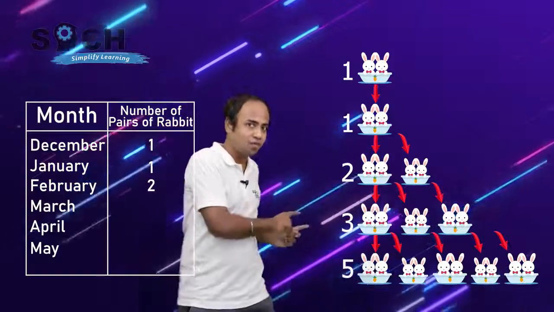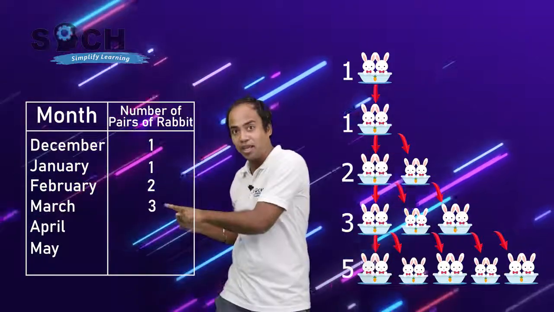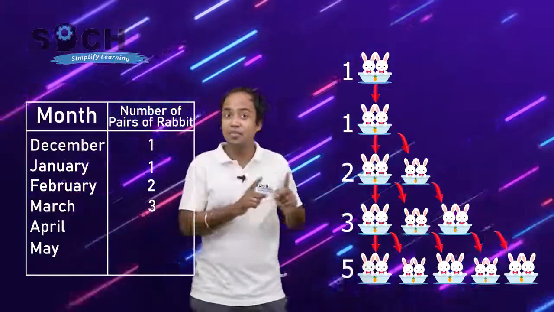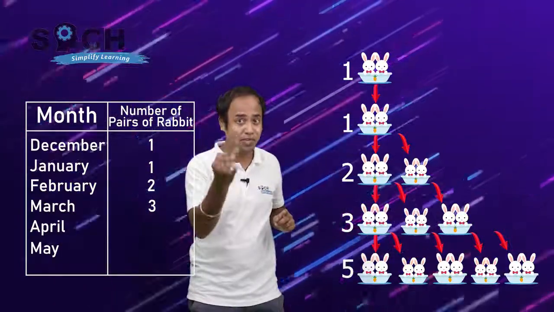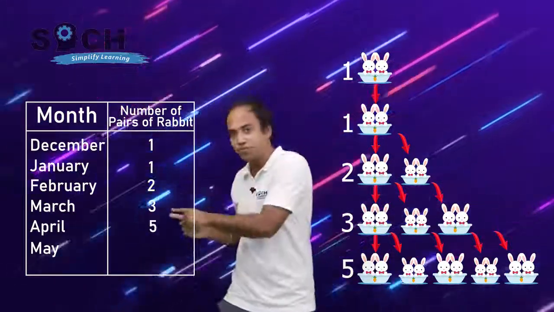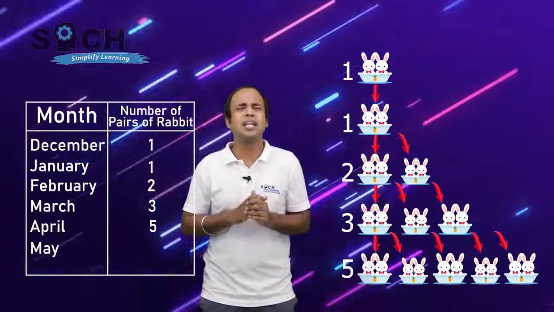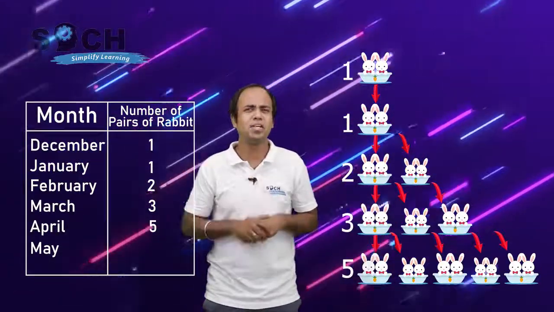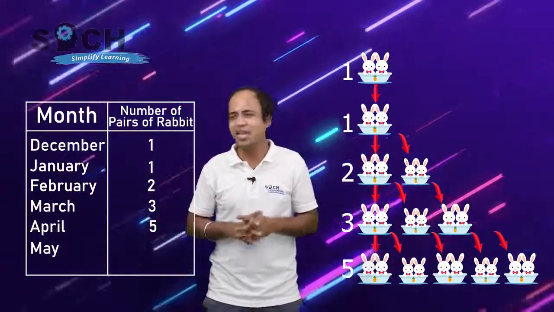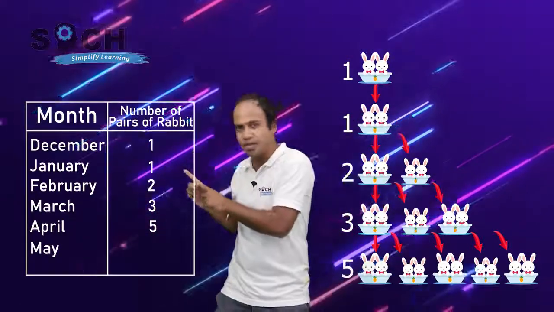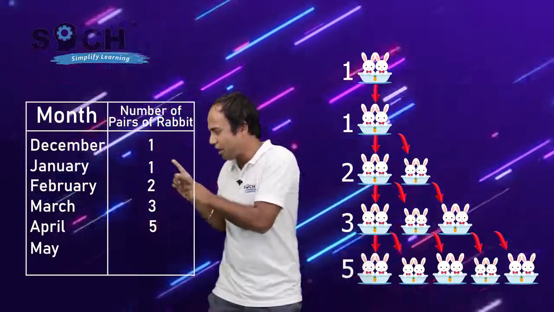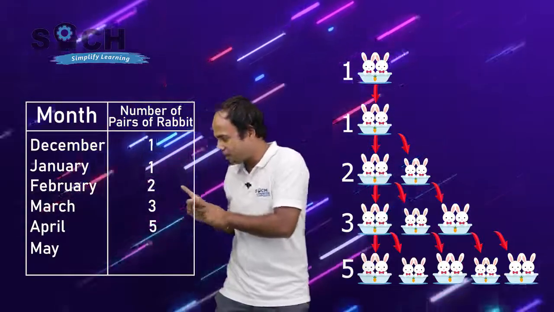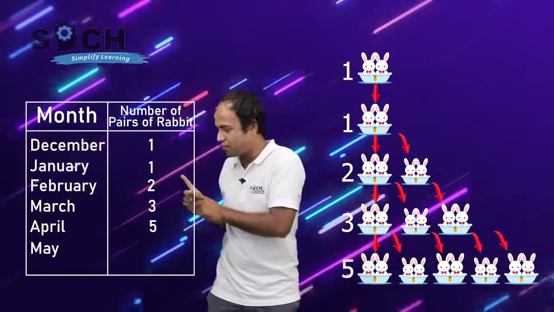And in the fourth month it is nothing but 3, right? And in the month of December, January, February, March, April, it was 5. So tell me at the end of the 6th month how much it will be. Yes, as I can see the pattern, 1 plus 1 is 2, 2 plus 1 is 3, 3 plus 2 is 5. So therefore 5 plus 3 will be 8.